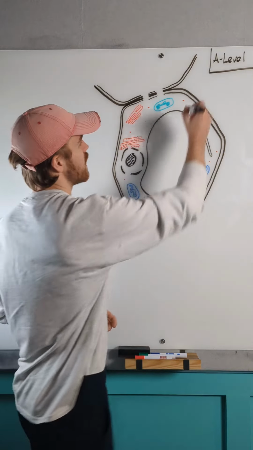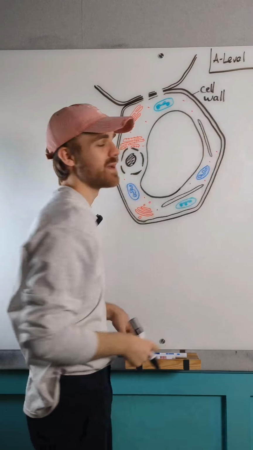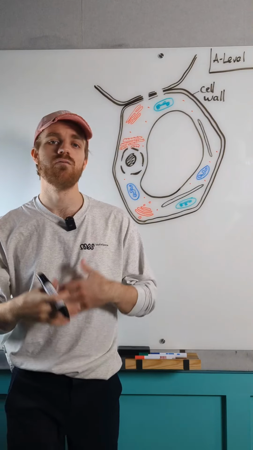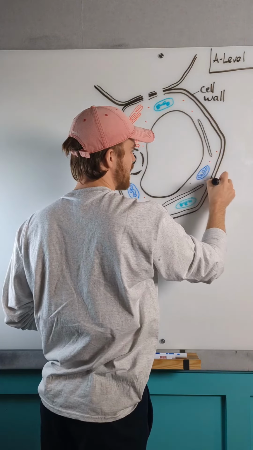Let's start off by labeling our cell wall. Now, that plant cell wall is made of cellulose, that polymer of beta-glucose. Inside the cell wall, we have our cell membrane.